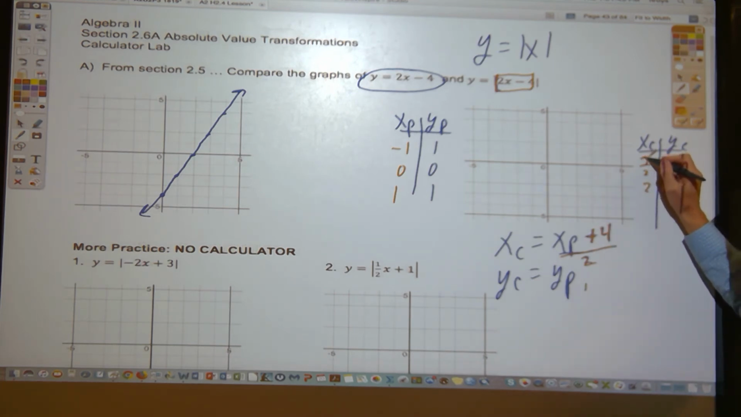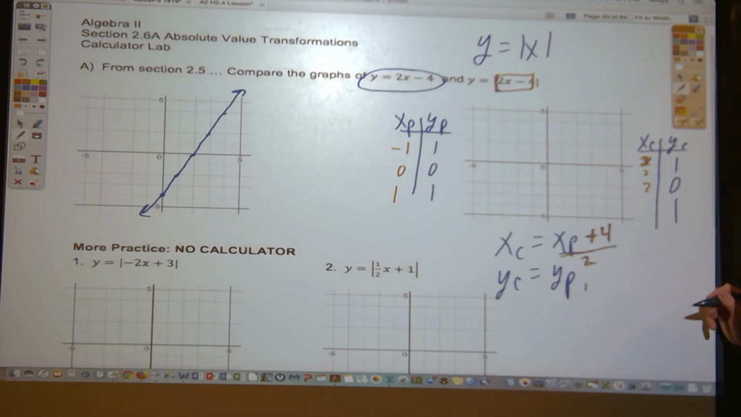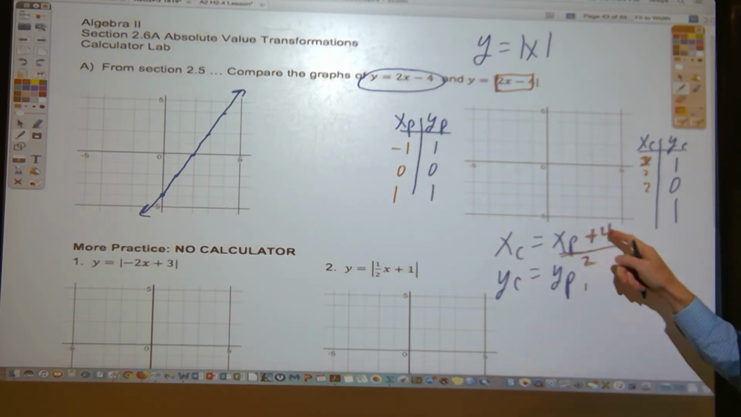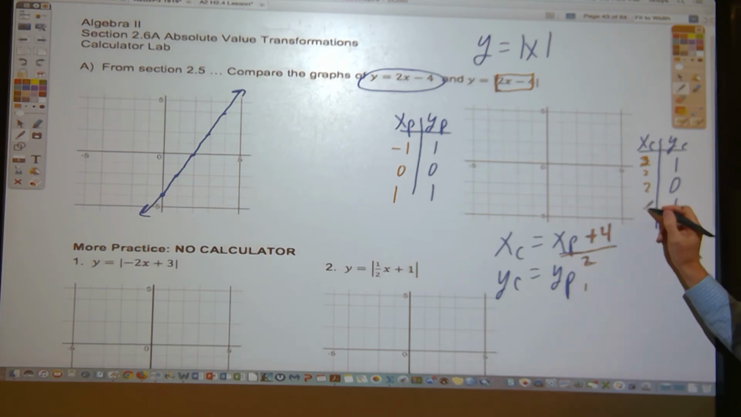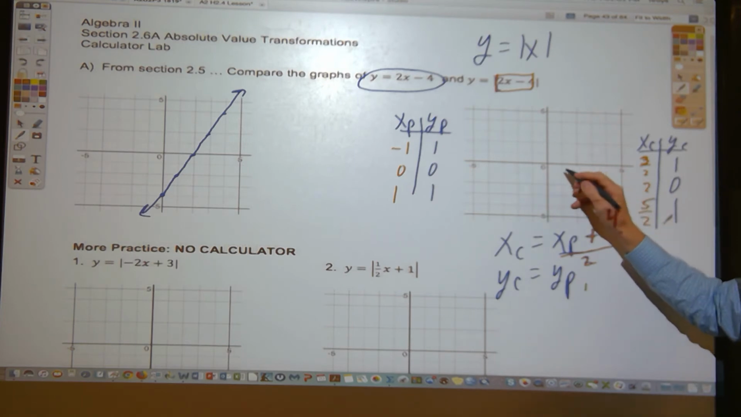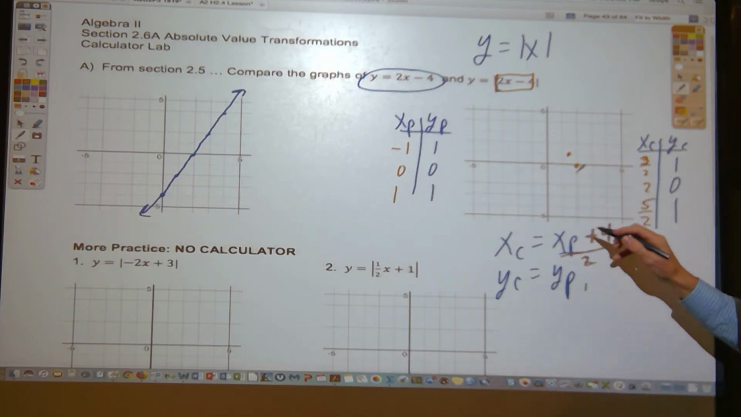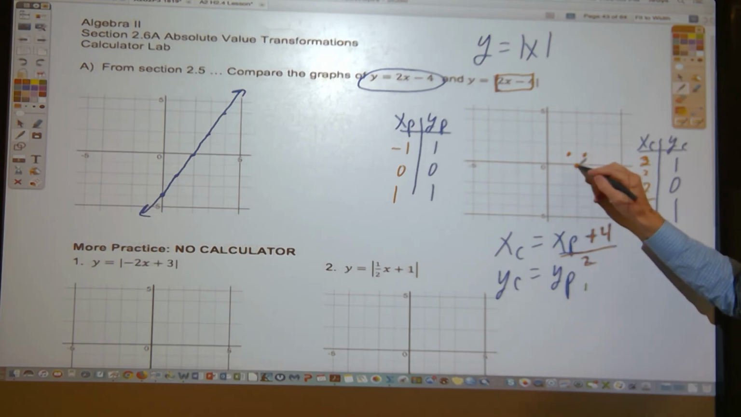Make this a little more visible. This is 3/2, or 1.5. Now let's try the third number. 1 plus 4 is 5, divided by 2 is 5/2. So that's 1.5 comma 1, 2 comma 0, and 2.5 comma 1. So you've got a V-shaped graph here.